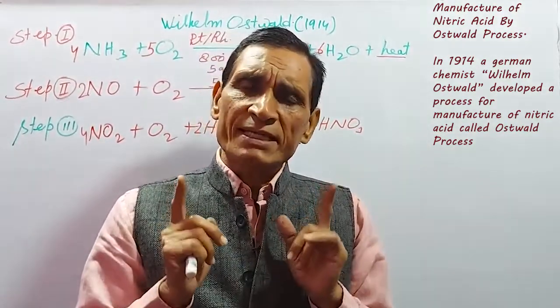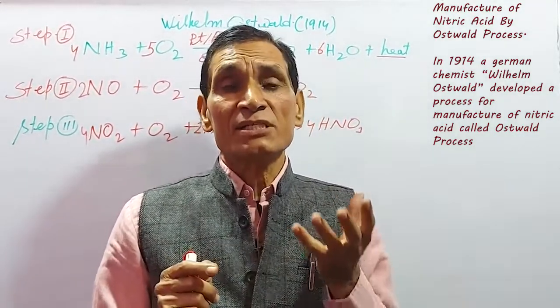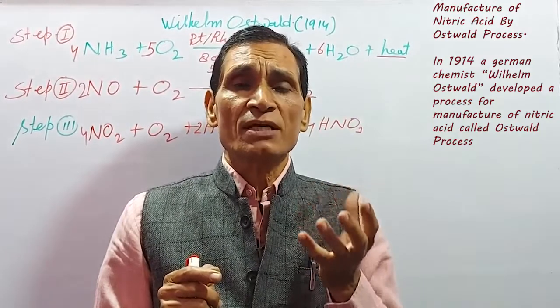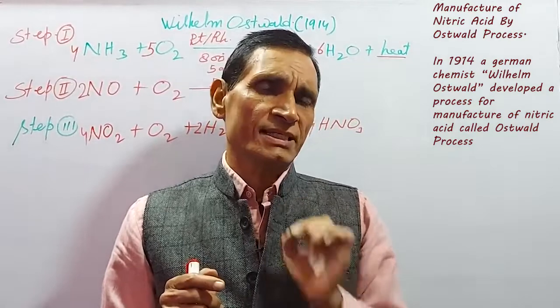On cooling nitric acid up to -42 degrees, we can get 100% nitric acid crystals, which are colorless and get separated at -42 degrees centigrade.